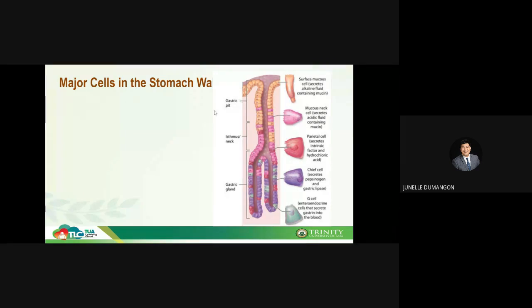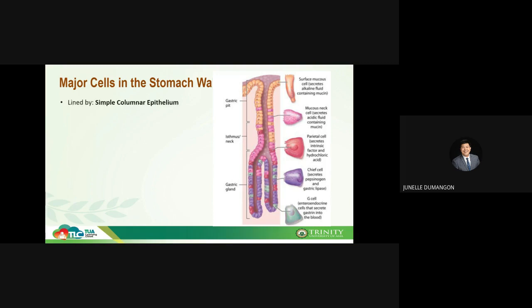So when we say pit, it is a burrow, or in Tagalog, hukay. So it looks like somebody dug here, forming this structure. So the upper part is called the gastric pit. Then we have the neck, and then the bottom part, that is where you will find the gastric glands. And all throughout those different parts, you will have different cells with different functions.